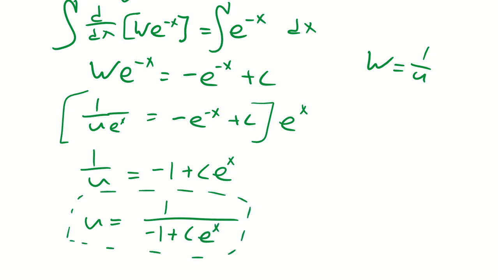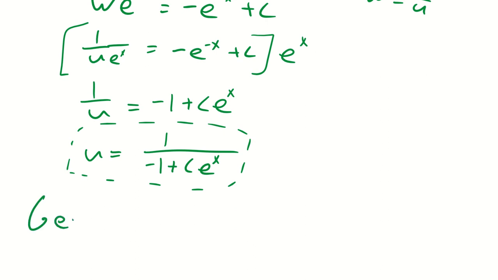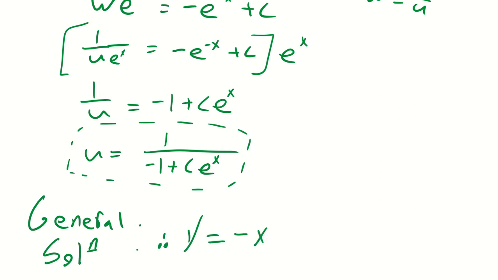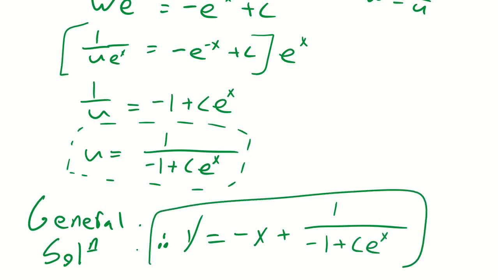We also know our y sub 1, and so our general solution is y is equal to minus x plus 1 over minus 1 plus c times e raised to the x power. That is our solution. Not bad.